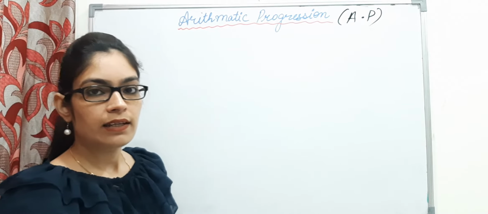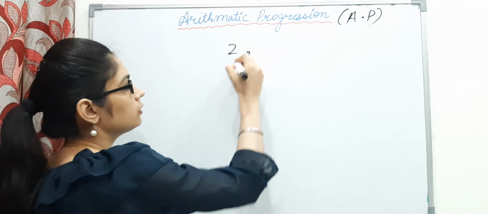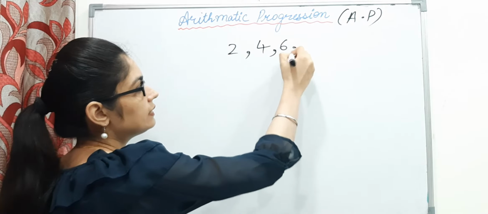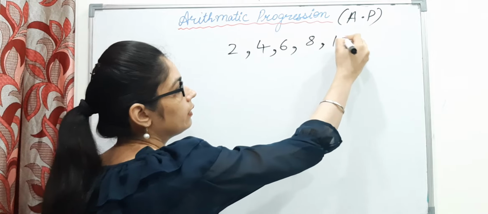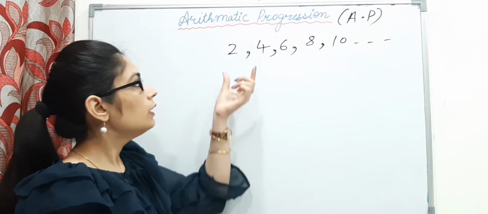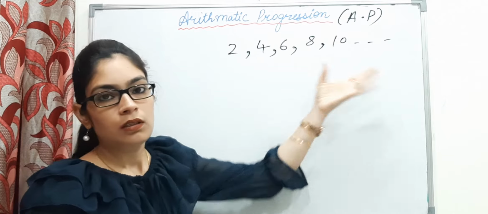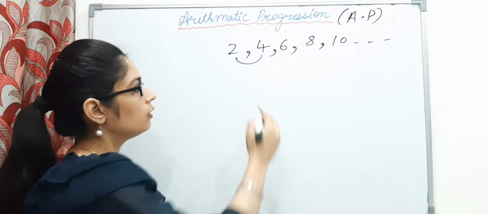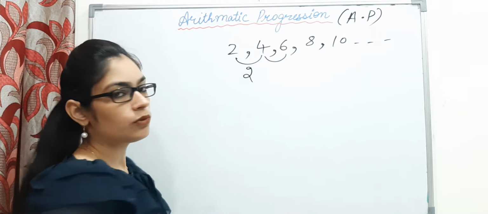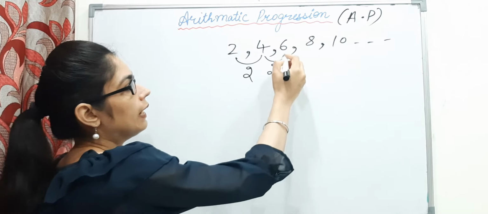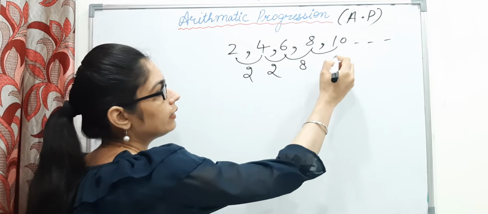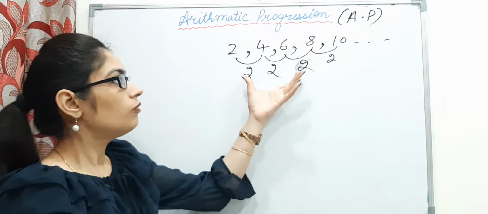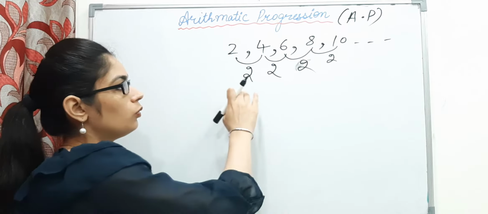So let's take an example of all even numbers. Even numbers are all multiples of 2: 2, 4, 6, 8, 10 and so on. If you look at this sequence, we can see the difference between 2 and 4 is 2, between 4 and 6 also 2, 6 and 8 also 2, 8 and 10 again 2. So the difference between all the terms of this sequence is the same: 2, 2, 2.